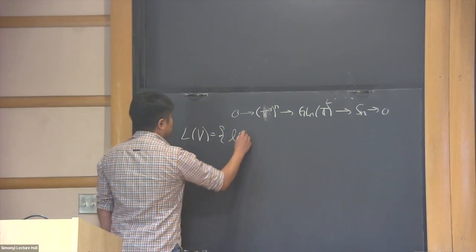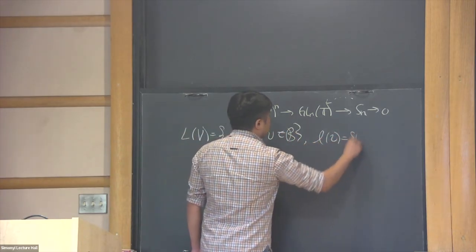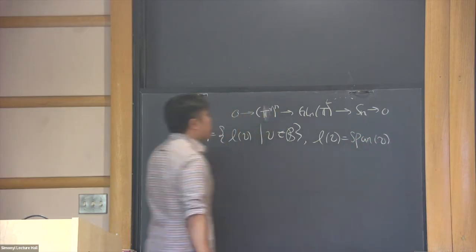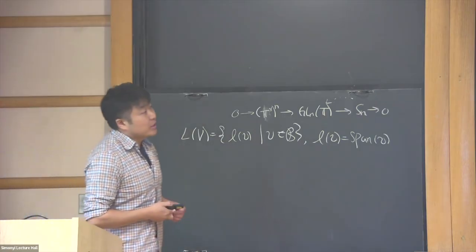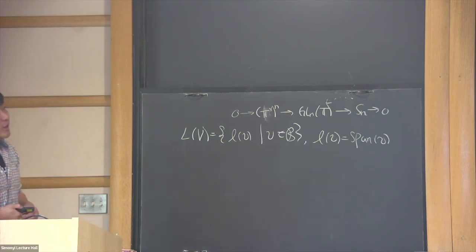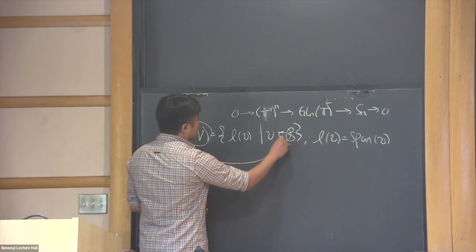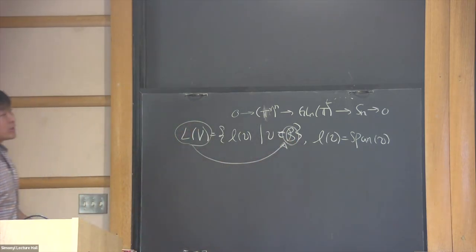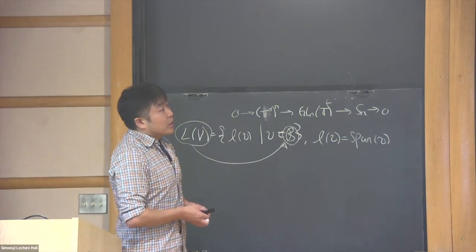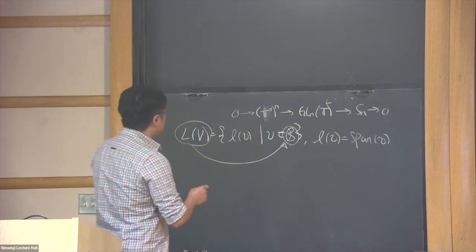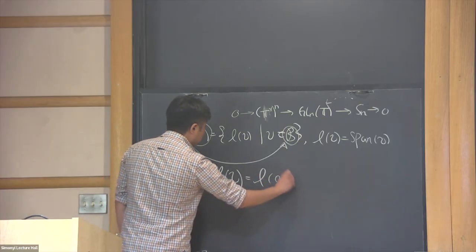Where this is the span. The definition itself actually has a fixed basis B in it, but one can prove that this set right here is independent of the choice of B. So whichever basis B you choose, you end up with the same set for V. And the G action is in this way. So G acts on each of these this way.